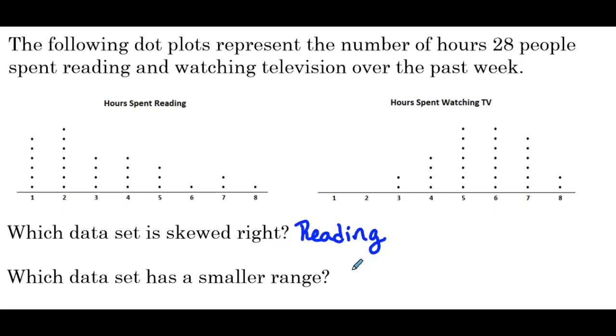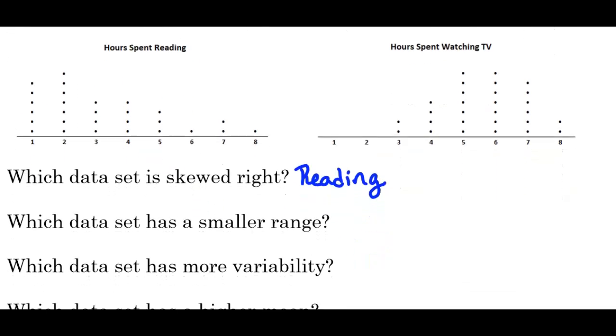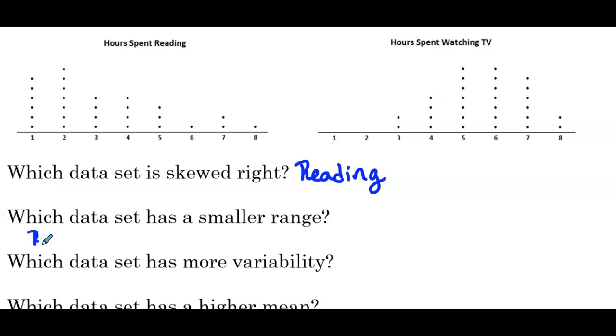Which data set has a smaller range? Okay, so we can actually compute this numerically. For the reading data set, that's the max minus the min, so 8 minus 1, which is 7. And for the TV data set, that's 8 minus 3, which is 5. So the smaller range is the TV data set.